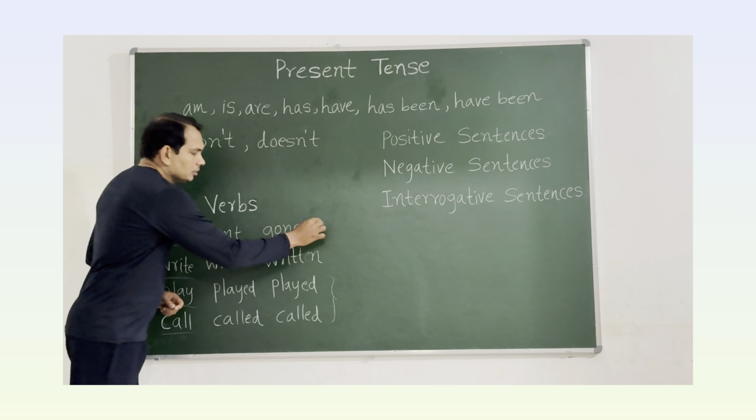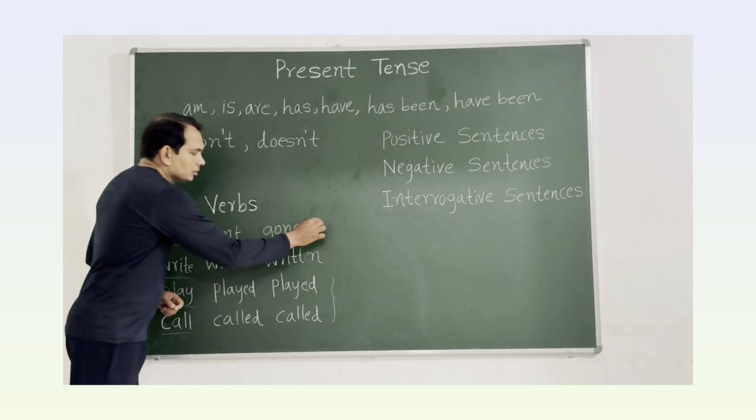So next time when you form sentences in the simple present tense, when you make positive sentences, make sure that you write the base form of the verb when the subject is I, we, you, and they. When the subject is he, she, and it, you have to add either s or es to the verb.